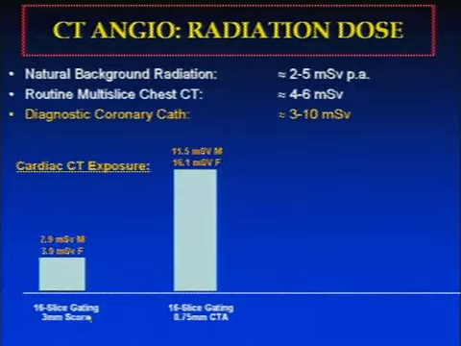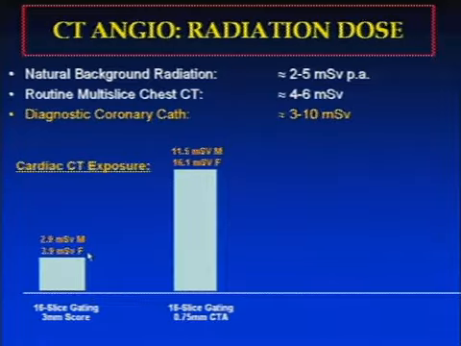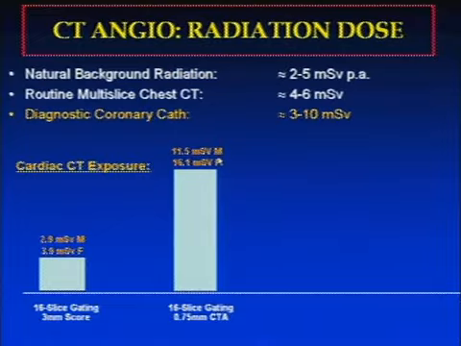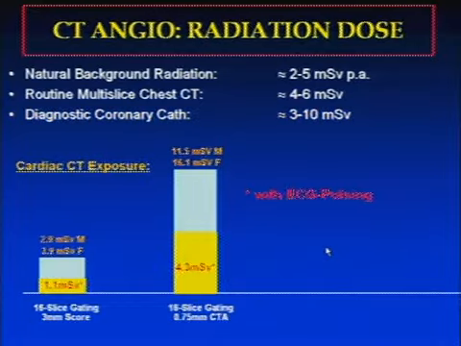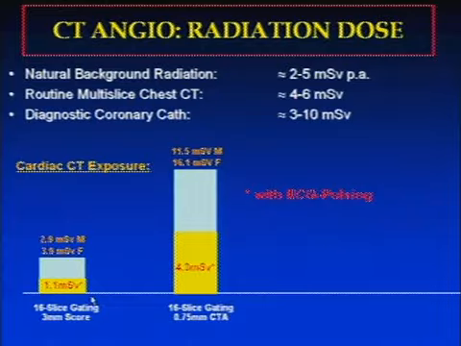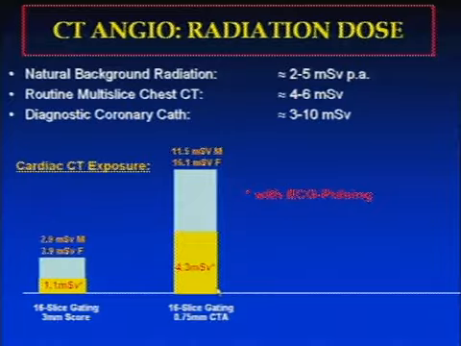For a calcium score, overall men are getting about 3 millisieverts and women about 4 millisieverts. On the 16-slice CT scanner, overall men are getting about 12 and women about 16 without use of ECG pulsing. If you use ECG pulsing, you can reduce this to about 1.1 millisieverts for calcium score and about 4 millisieverts overall for the 16-slice dedicated coronary angiogram.